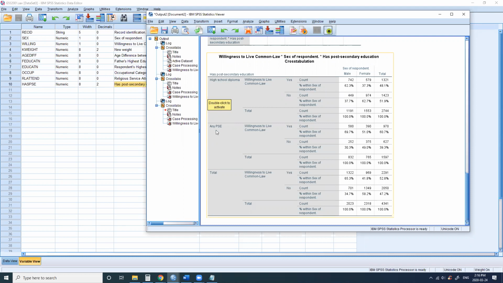Amongst those with any form of post-secondary education, 69.7% of men are willing to live common law versus 51% of women. So that gap is 18.7 percentage points. So we have a gender gap of 25 points amongst those with a high school diploma, and a gender gap of only 18.7 points amongst those with any post-secondary education at all.